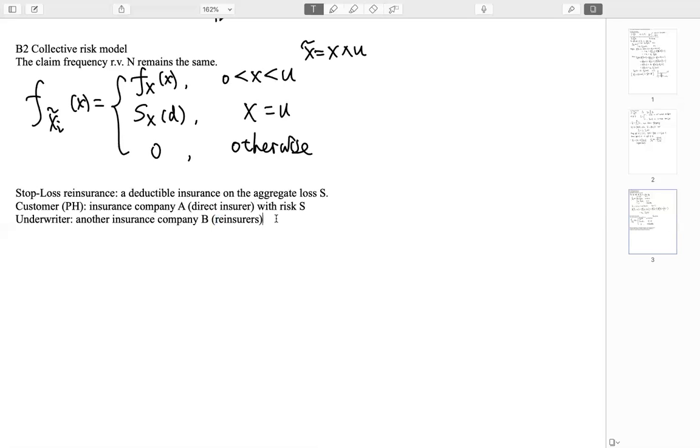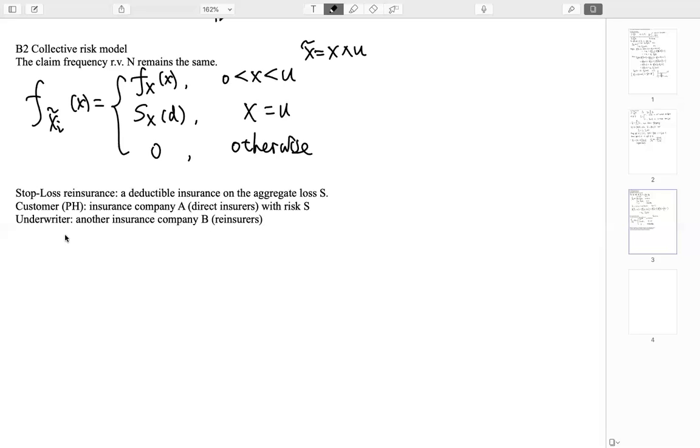Usually they do not take, like, auto insurance business from you. They do business with direct insurers, plural. Since S is the loss, the reinsurance contract is a contract between the direct insurer and the reinsurer on the aggregate. So if you apply a deductible on the aggregate, that's what we call the stop loss.